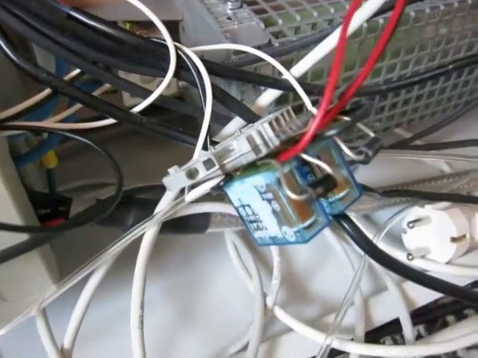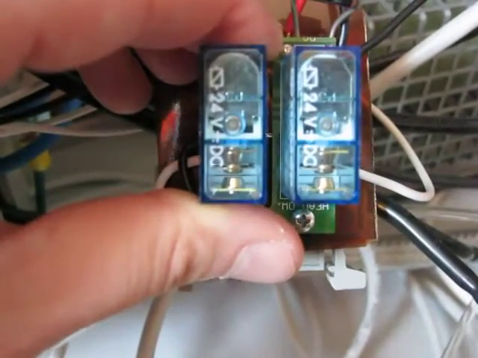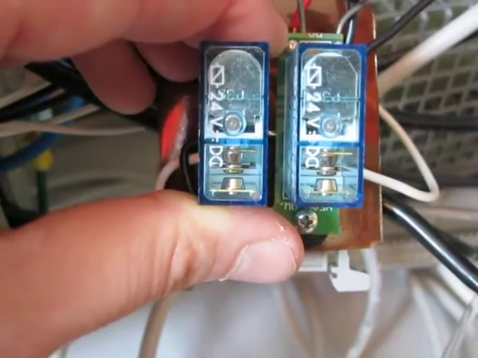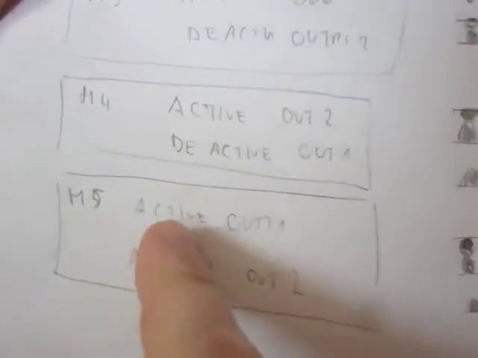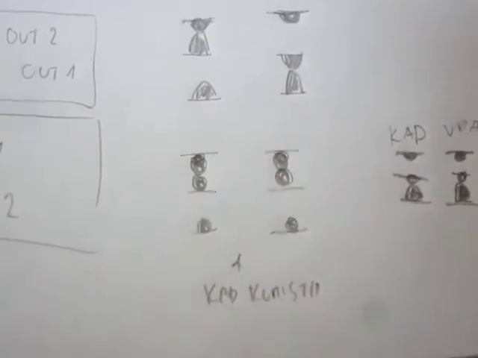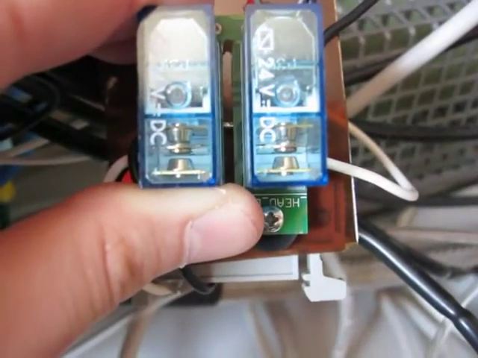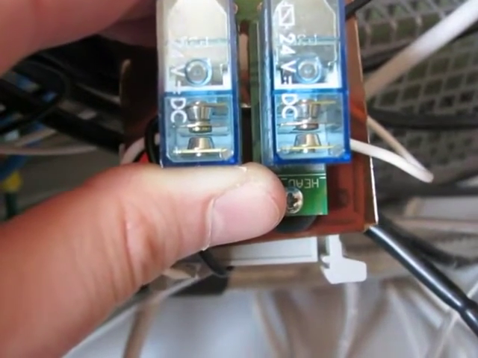So I can now show. When I press M5, both contacts need to be in the upper position, like in the picture. So this was the situation before. Active output 1, active output 2, and I wanted to have this configuration of contacts. And when I press M5, I have that situation.